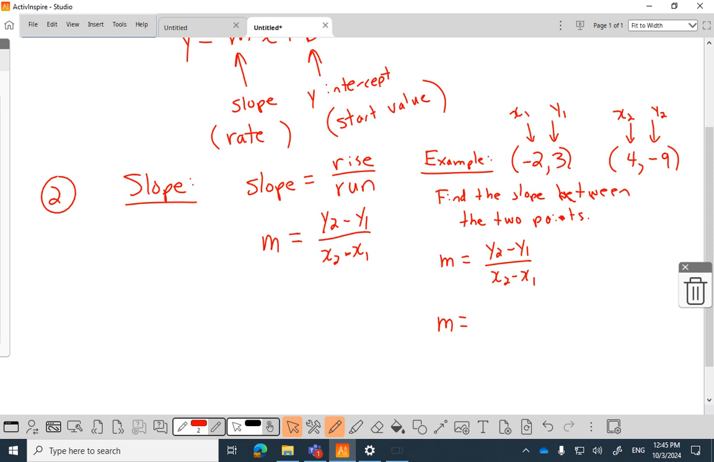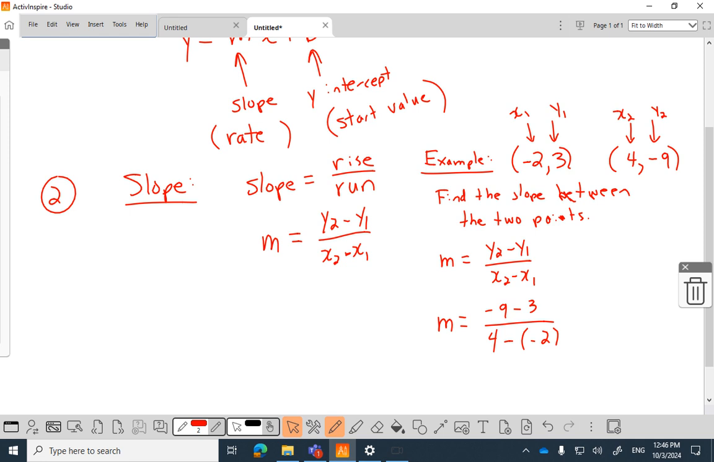Negative 9 minus the y1, which is 3. Now, this is where most people made their mistake. x2 is 4. Then it says subtract x1, which is negative 2. Many people forgot that it's subtract a negative, and that messed them up. Yeah, it does become add, but that's not the point of what I'm saying. You got to be aware that it's subtracting a negative.